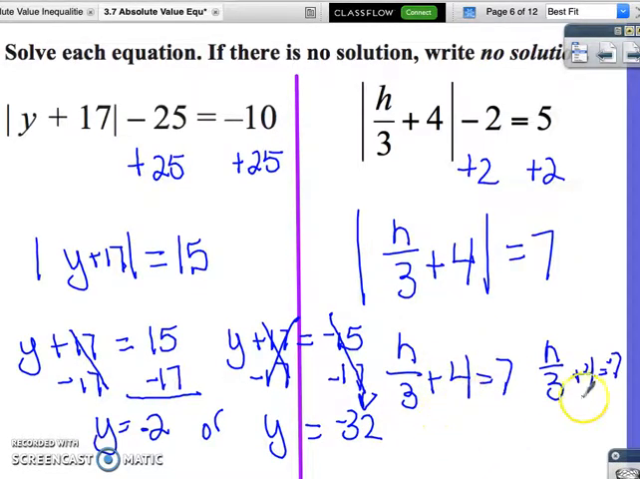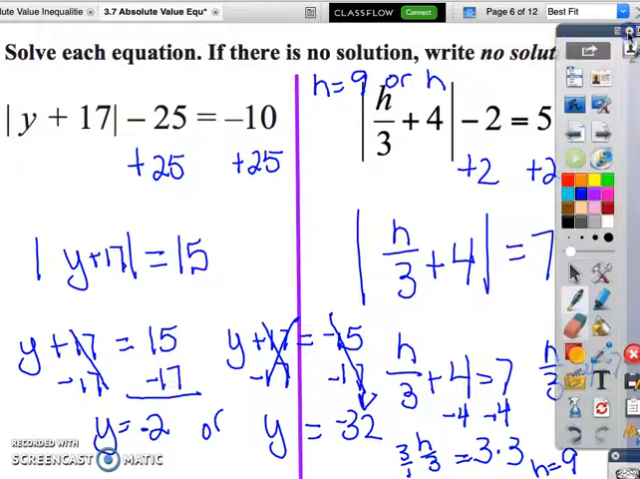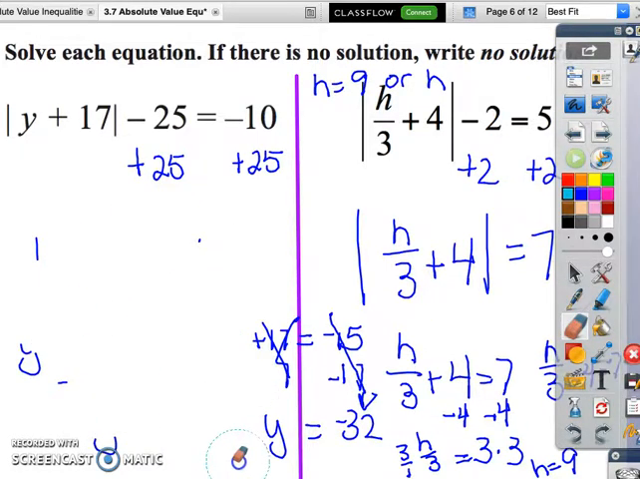I'm going to subtract 4 first. So minus 4, I'm running out of room, h over 3 equals 3. And then multiply both sides by 3, and that would get h is equal to 9. So that would be one of my solutions. h is equal to 9. Or, and then I'll do minus 4. I'm going to erase them over here and do some work over there.